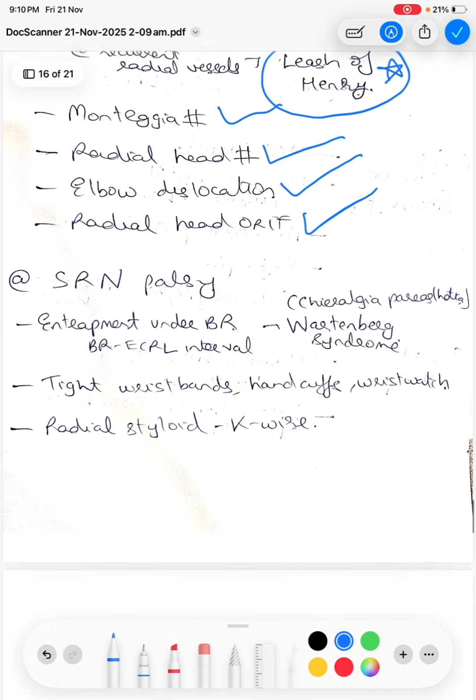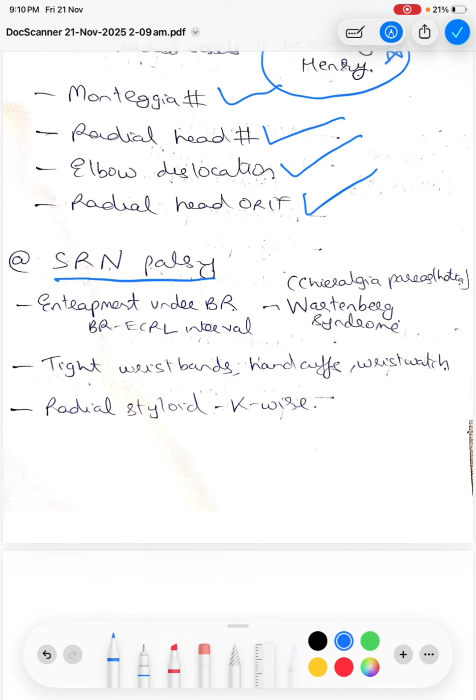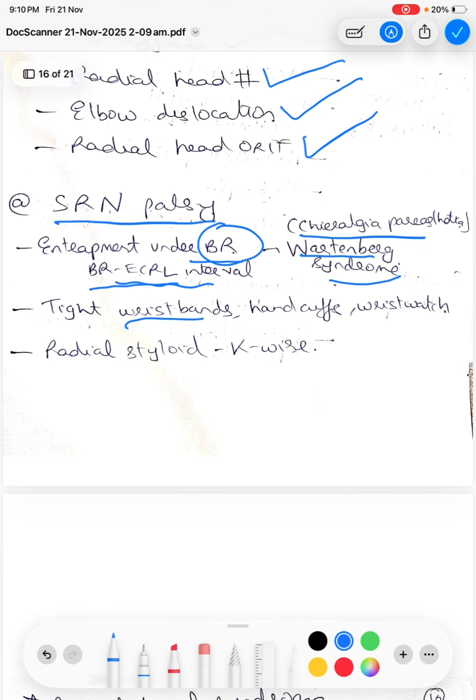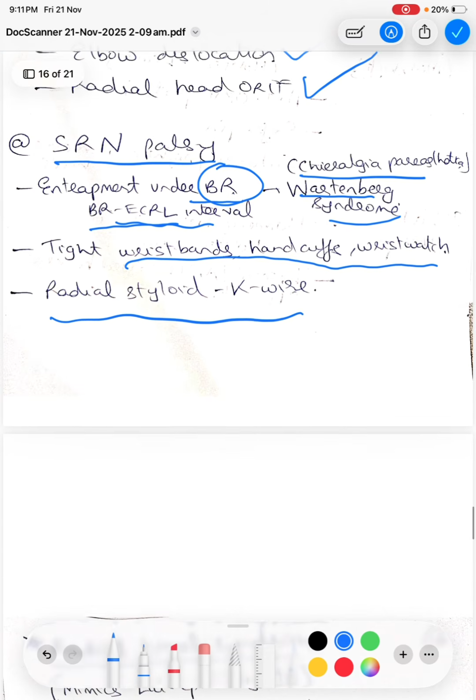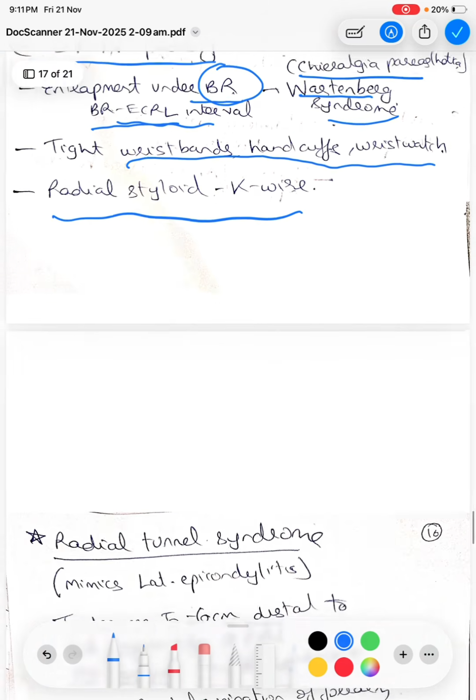Okay. What are the common etiologies of superficial radial nerve palsy? Whenever there is entrapment under brachioradialis, as we understood in the anatomy part. How does the superficial radial nerve descend? It goes beneath the brachioradialis. So whenever there is entrapment under brachioradialis or the brachioradialis-ECRL interval, it causes Wartenberg syndrome, cheiralgia paresthetica. Whenever there is a tight wristband, handcuffs or wristwatch, it causes superficial radial nerve palsy. And while doing fixation of the radial styloid with a K-wire, you might encounter a superficial radial nerve palsy.